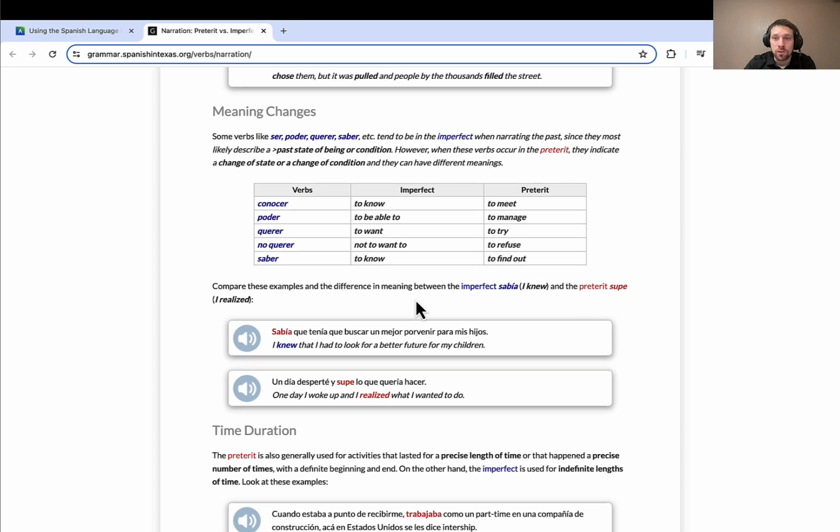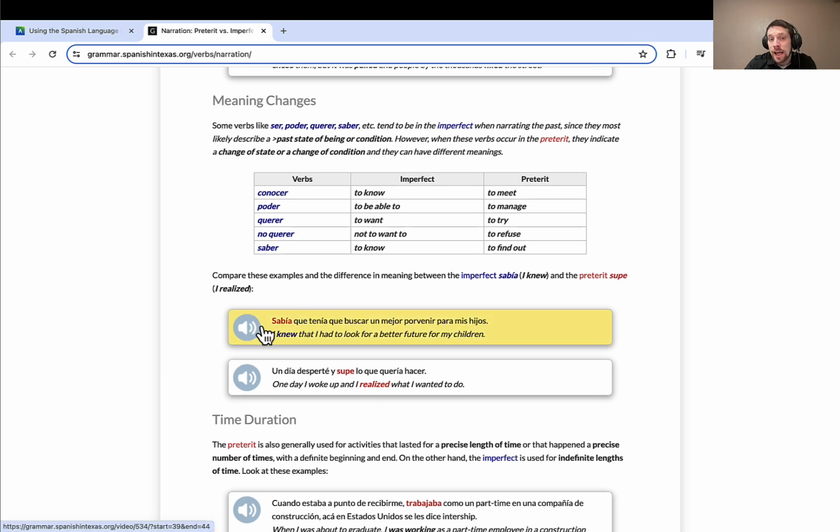And you can see a couple different examples, right? Sabía que tenía que buscar un mejor porvenir para mis hijos. So I knew that I had to look for a better future. So there you see sabía, I knew, or I didn't know. Yo no sabía. Very common there. Whereas I realized or I found out would be something like, un día desperté y supe lo que quería hacer. One day I woke up and I realized what I wanted to do. Small differences there when you're using different verbs in the past.